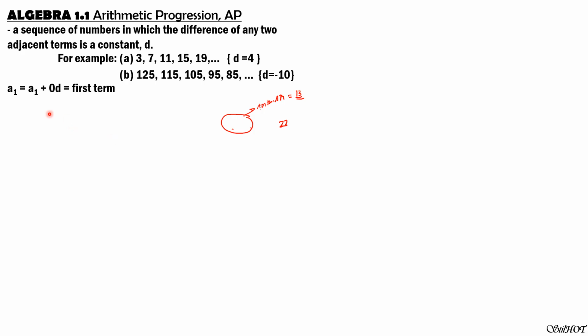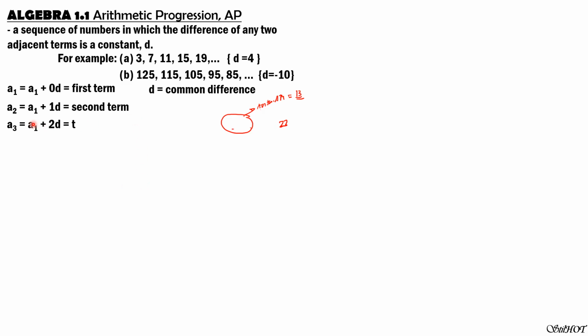The second term is equal to first term plus 1 times d. So d is the common difference, by the way. Again, the second term is equal to first term plus 1 times d. And the third term, by following this pattern, is equal to first term plus 2 times d, or it may be the third term is second term plus d, or simply first term plus 2d.